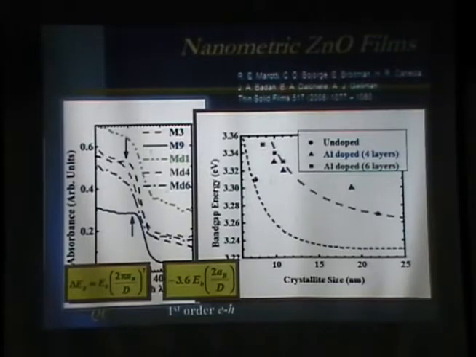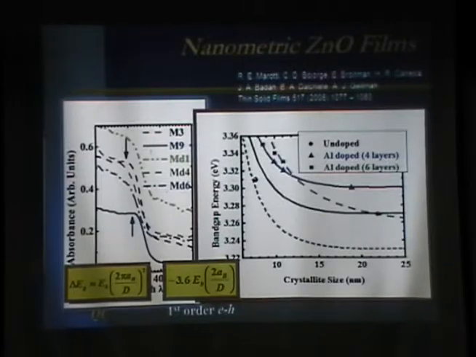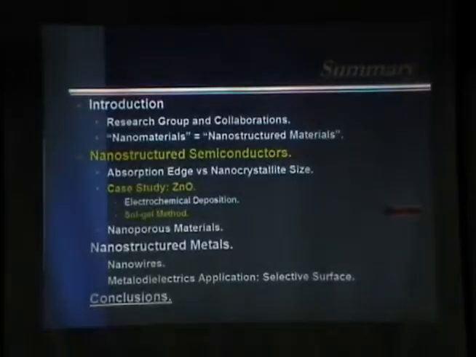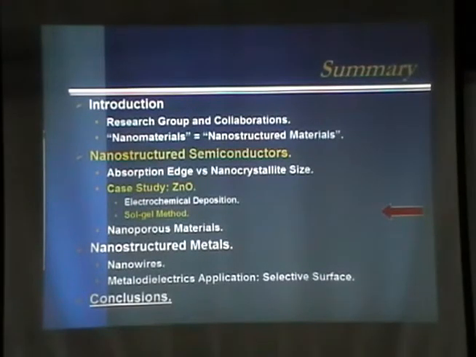Then, now the curve does not agree very well with the experimental data. But if we shift the curve to pass through this point, it goes more or less between all of the points. Moreover, if we construct one curve for the undoped sample and another one for the aluminium-doped sample, we have quite a better agreement. Then we can understand that we have not only the crystalline size effect, but also a doping effect due to the Moss-Burstein effect that I told you before.